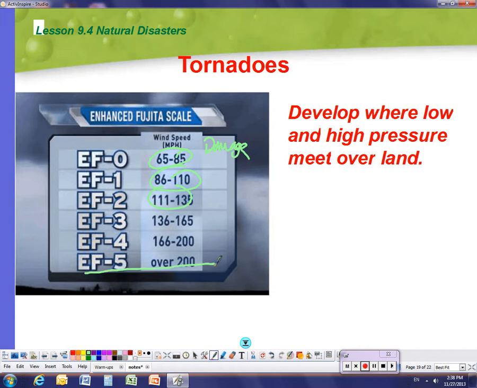F5 is total mass destruction. Buildings that are concrete and steel are just demolished and are complete toast. To where an F0 just causes a little bit of damage. It's kind of annoying, maybe some shingles and a couple of branches. So the ones from that past Sunday were between an F1 and F2. The one in Washington was F2, F3-ish. So those were pretty high tornadoes.